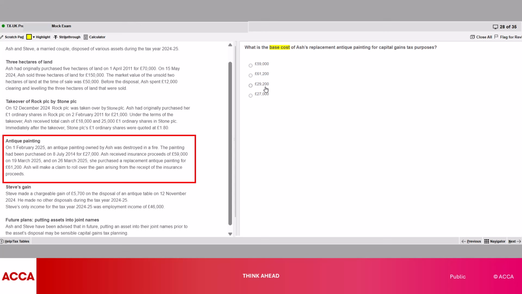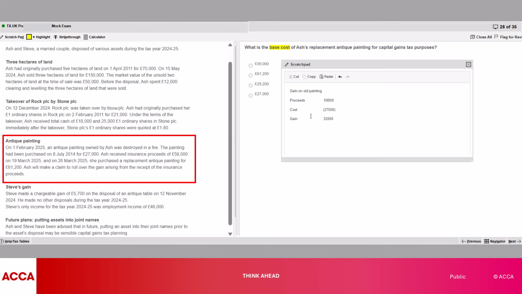But let's just work that out a little bit more scientifically. The gain on the old painting, we treat the insurance received as proceeds, take off the cost to give a gain of 32,000, and that will then be rolled over, so that will be deferred. It won't be taxed now because all of the proceeds have been reinvested, but it will be deducted from the cost of the new painting. And as predicted, that gives us the third answer, £29,200.